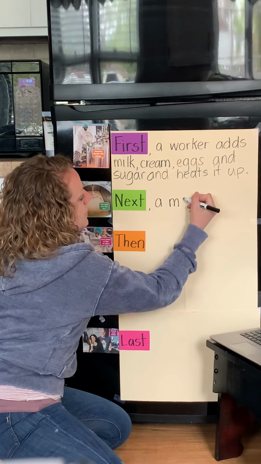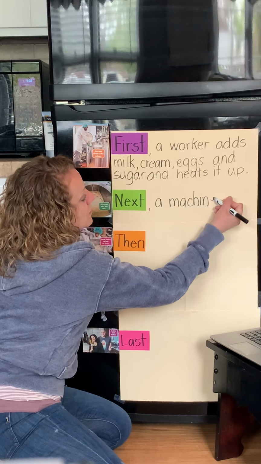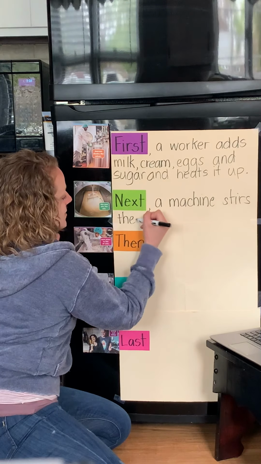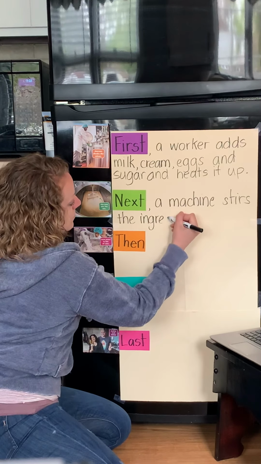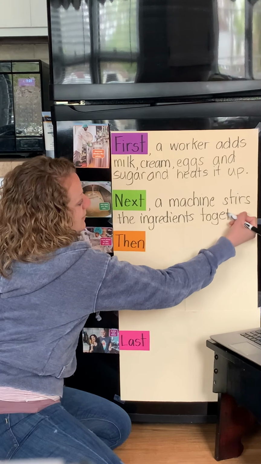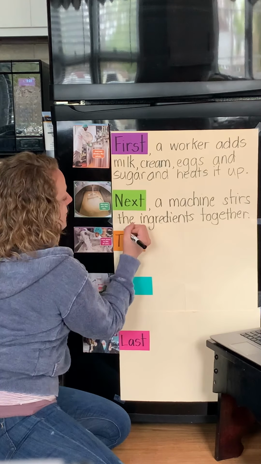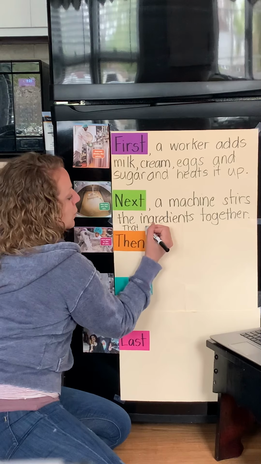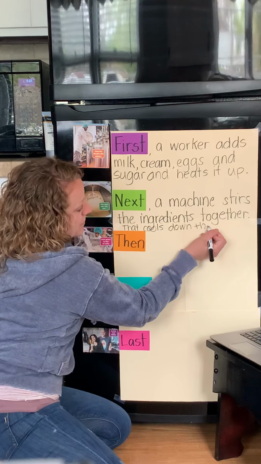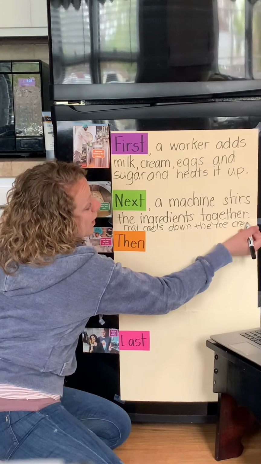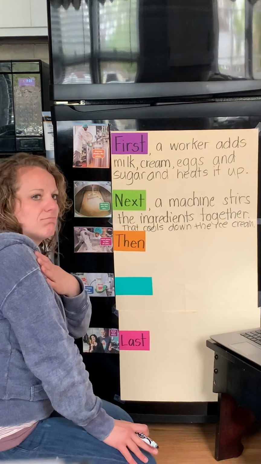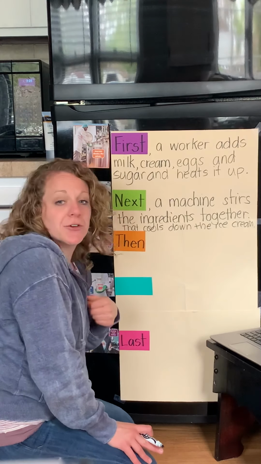a machine stirs the ingredients together. And then I'll write that it cools down the ice cream. And if you wanted to add more detail to that, you could even say it cools down the ice cream to 20 degrees Fahrenheit.